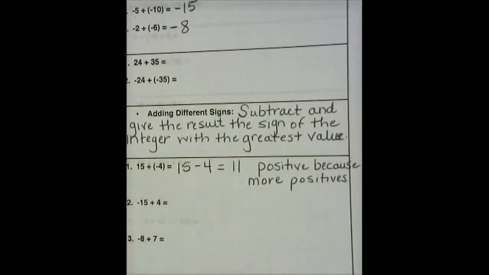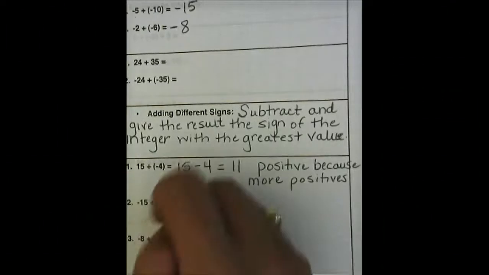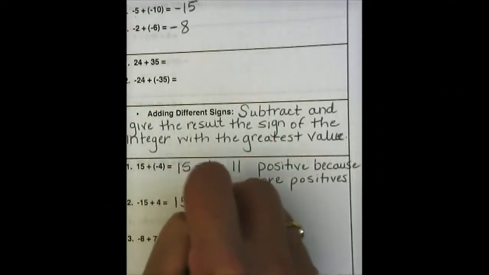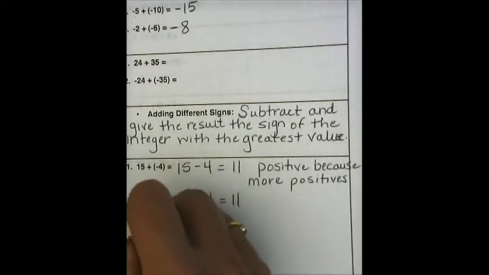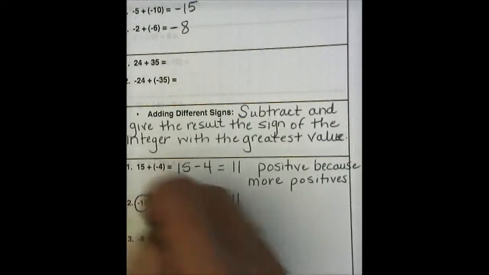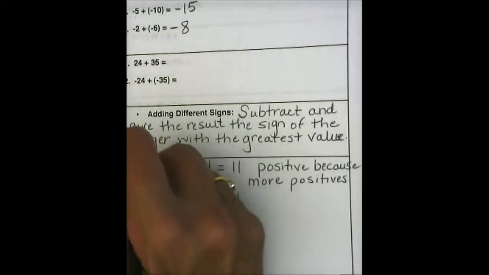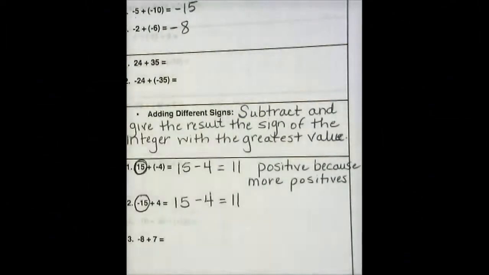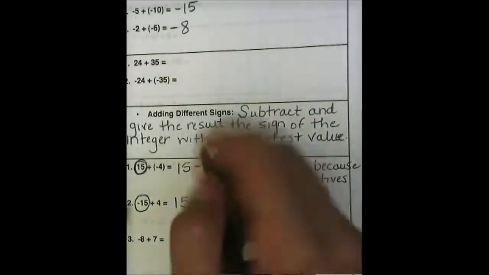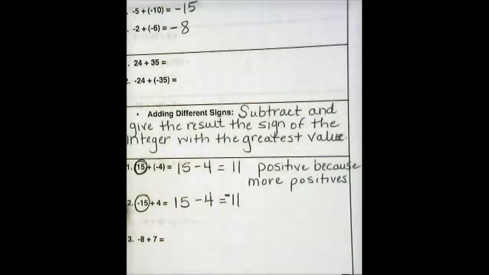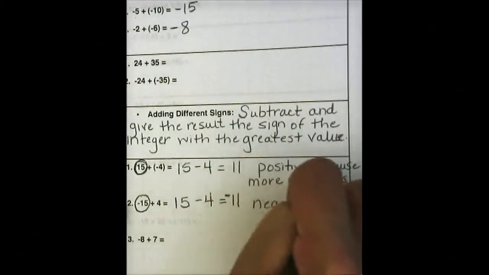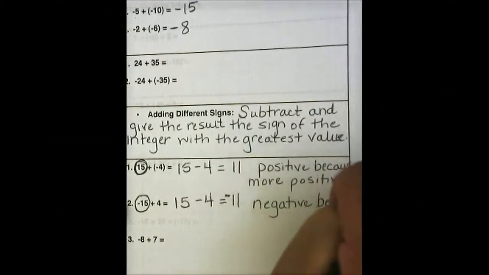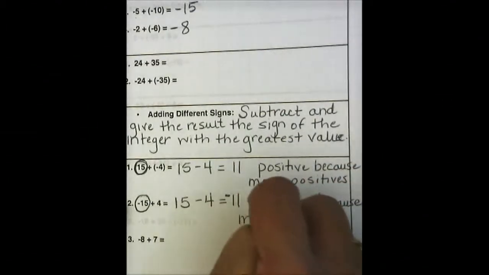Number 2, once again, we're adding a negative and a positive, so we're going to subtract the 2 numbers. So we have 15 minus 4. Once again, it's 11, but I want to look back and I see that I have more negatives than I do positives. Up here, I had more positives, so let's circle those numbers, the one we have the most of, or the one with the greatest absolute value. Here, because I have more negatives, my answer is going to be negative. If you need to, try it on a number line and see how it works out. But it's going to be negative because we have more negatives.